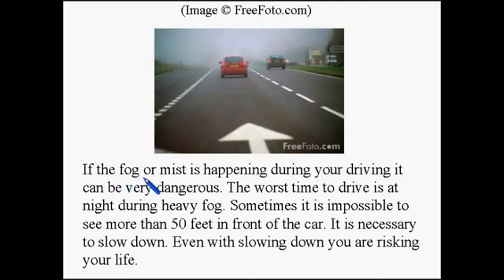If the fog or mist is happening during your driving, it can be very dangerous. The worst time to drive is at night during heavy fog. Sometimes it is impossible to see more than 50 feet in front of your car. It is necessary to slow down. Even with slowing down, you are risking your life.